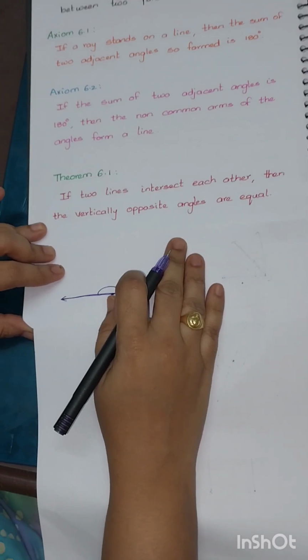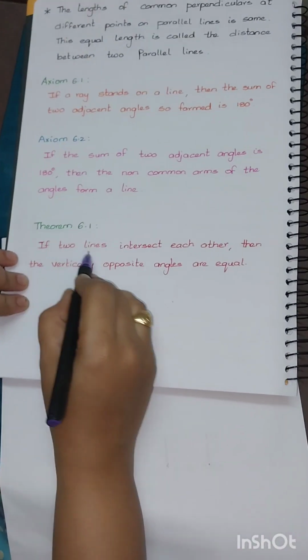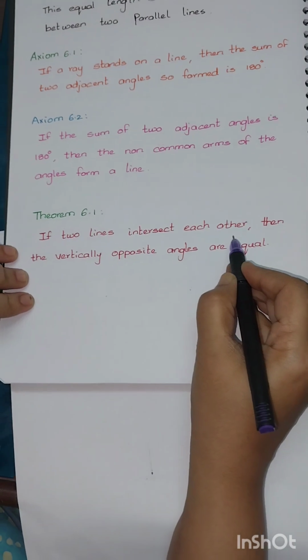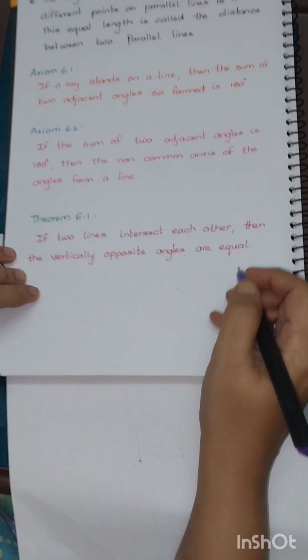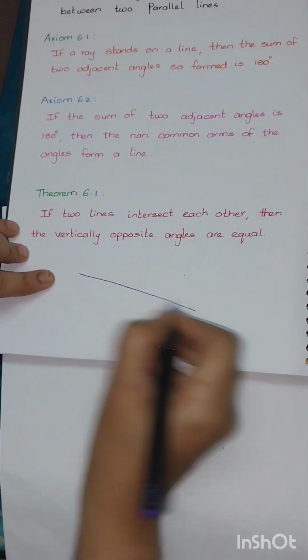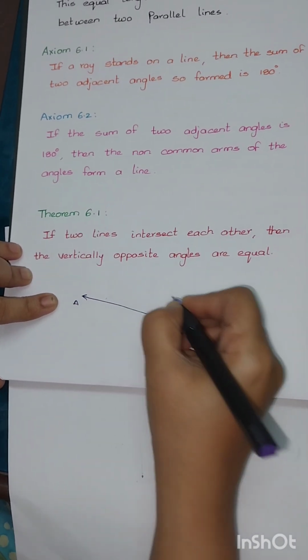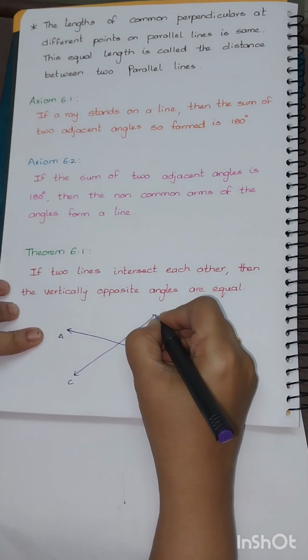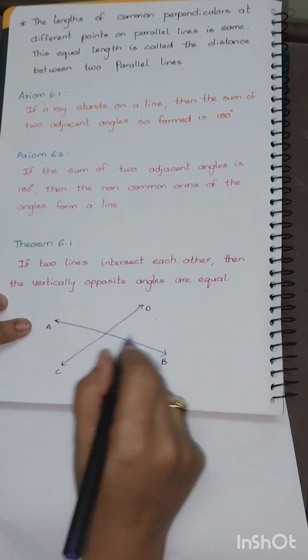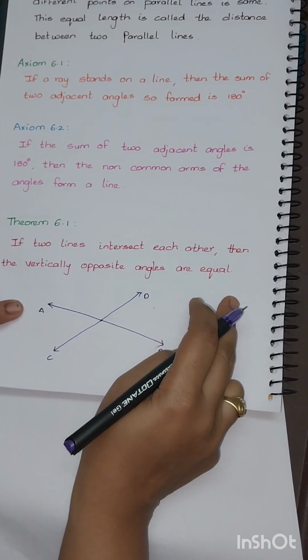Now let's go to theorem 6.1. This is theorem 6.1. So what does this state? If two lines intersect each other, then the vertically opposite angles are equal. So let us see. If two lines AB, this is a line and one more line, let's say CD. Okay. If two lines intersect each other, then the vertically opposite angles are equal.